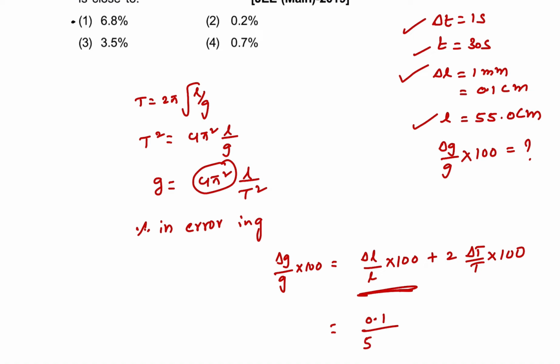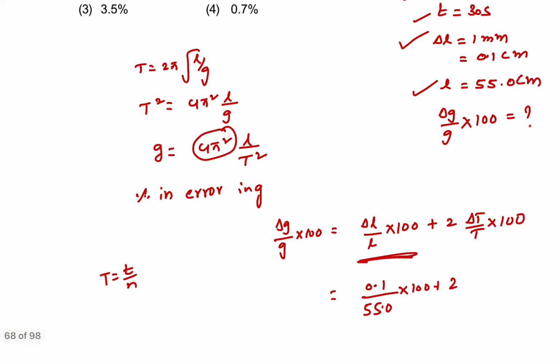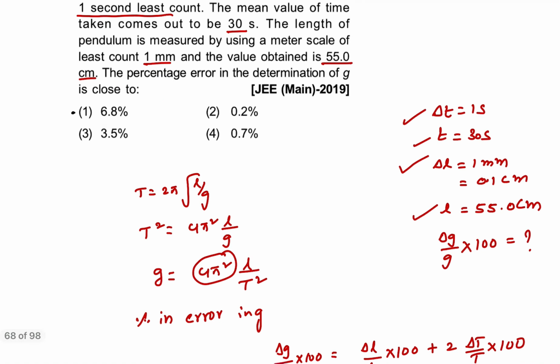Delta L, I have written the delta L value, delta T and T. So finally you will get the relation as 0.1 divided by 55.0 into 100 plus 2 into delta T. I am writing T is equal to, earlier also I have written T divided by N. So we can write delta T by T into 100 is equal to delta small t divided by T into 100.